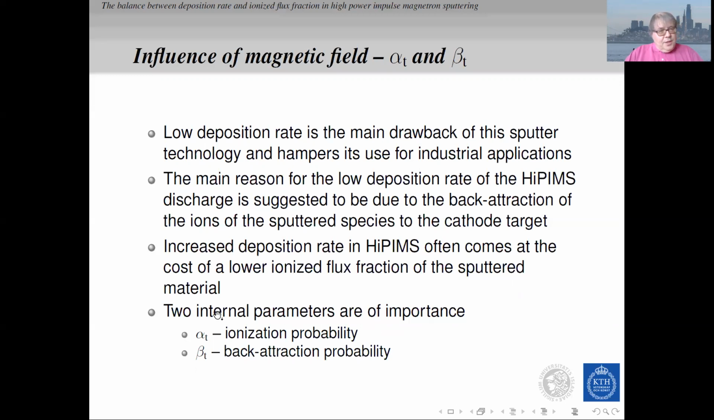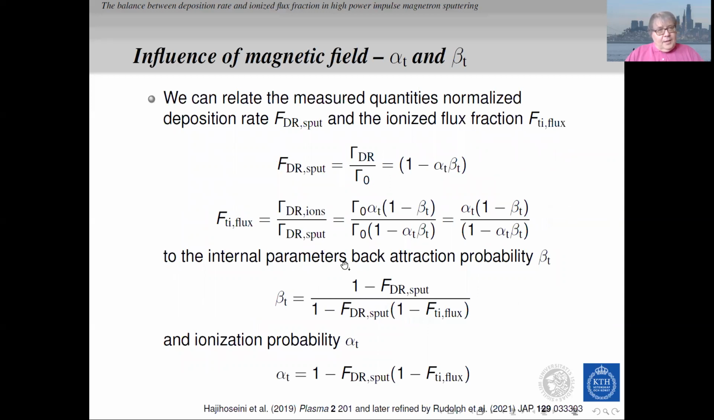To describe this, we use two internal parameters. It is the ionization probability of the sputtered species and the back attraction probability of the sputtered species. And we can relate the measured quantities, the deposition rate, which we call here a normalized deposition rate on one hand, and the ionized flux fraction on the other hand, to these internal parameters. So we see that the deposition rate scales as 1 minus alpha times beta. So it's 1 minus the multiplication of these two internal parameters that scales as the deposition rate.